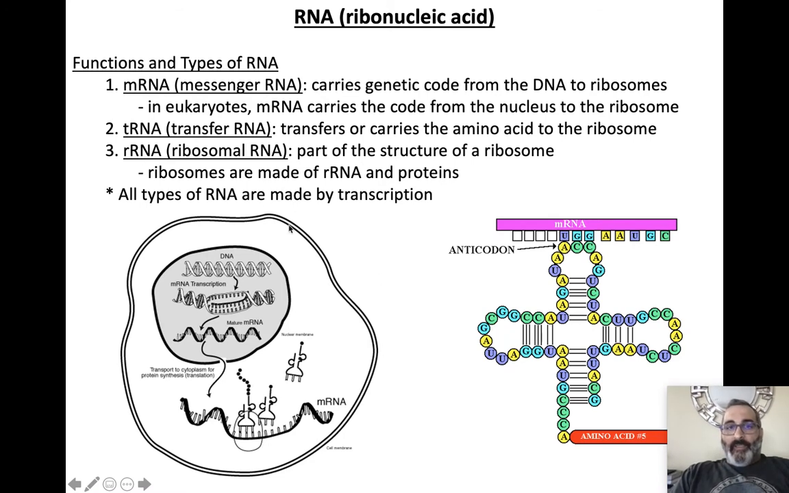And by the way, you're going to see this word transcription come up. We're going to have a whole lecture on it. It's not quite yet, but transcription, all that means is copying. It's rewriting or copying the DNA. So when the DNA gets transcribed, or goes through transcription, it gets turned into one of these types of RNA. So how is RNA made? It is made by this process called transcription. We will have a whole lecture on it coming up. You have not quite seen it yet. So all RNA is made by the process of transcription.